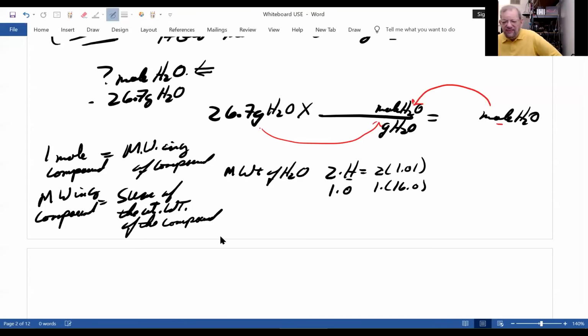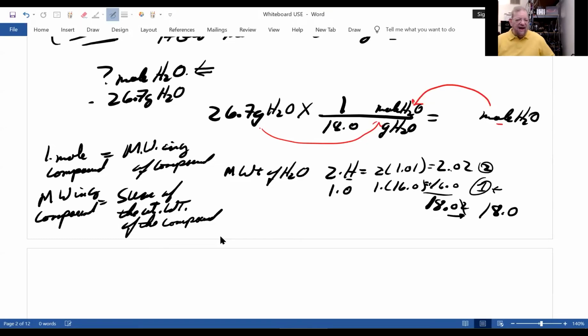I will now multiply this, add it up, and you get the same number of significant figures to the right of the decimal as the number that has the fewest. This has 2, this has 1, which is the lower number. Therefore, round this off, it's 18.0. And 1 mole of a compound equals its molecular weight. And now I'll take 26.7.